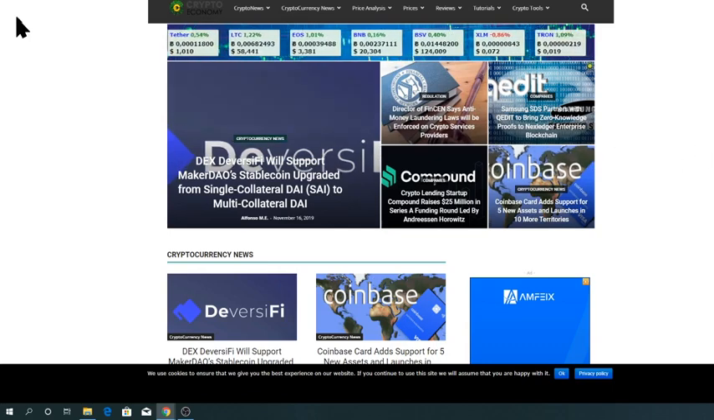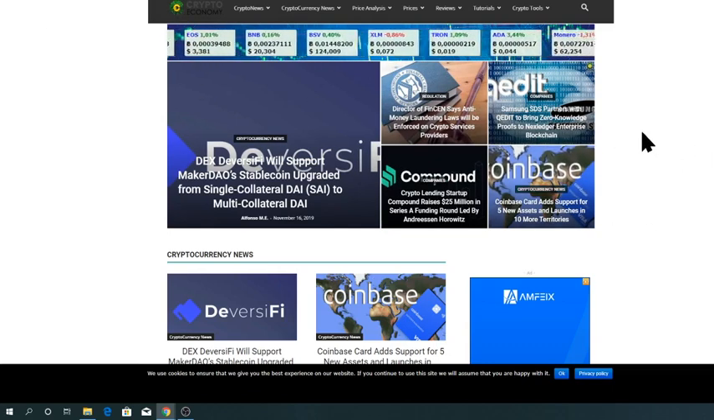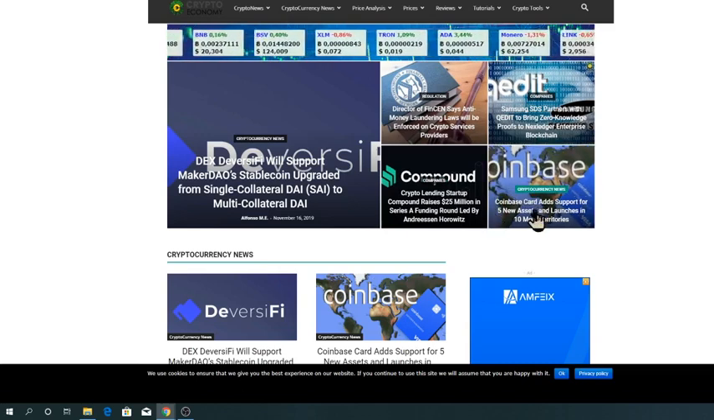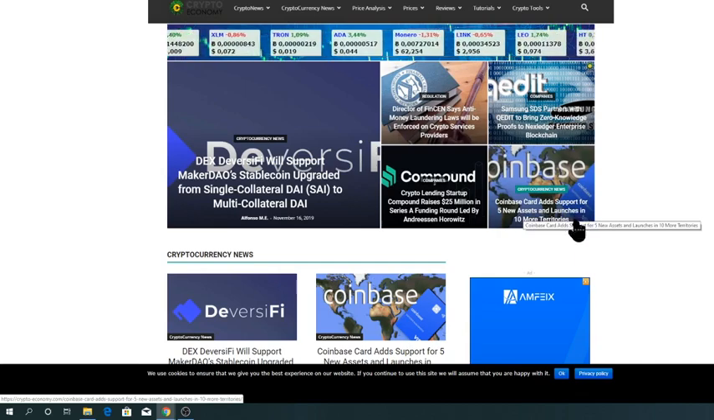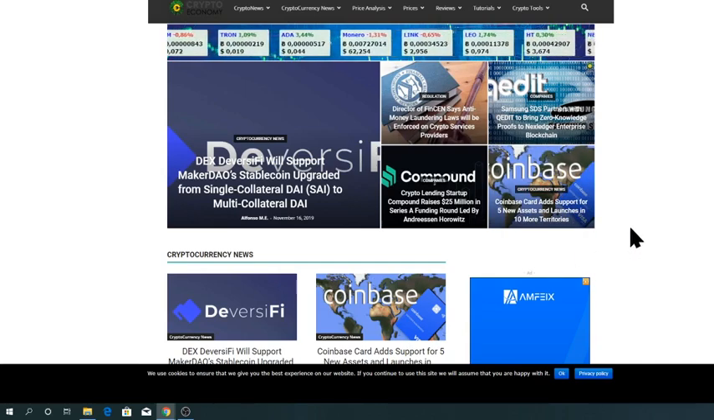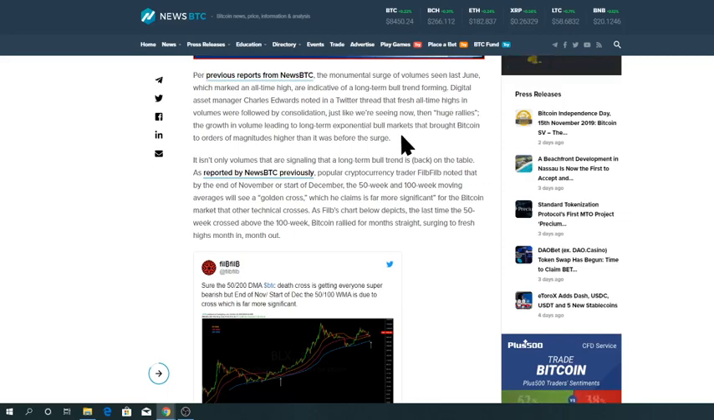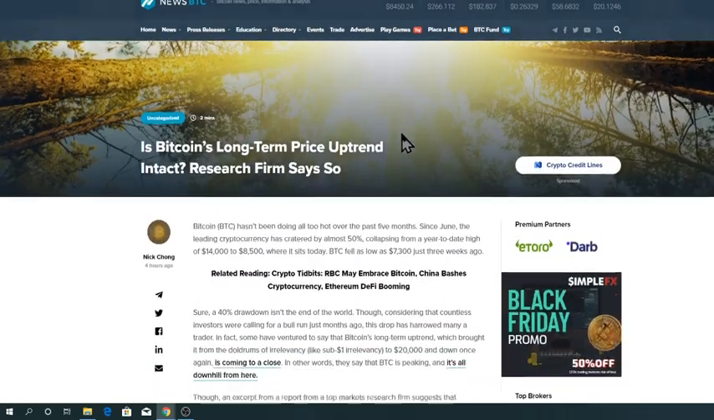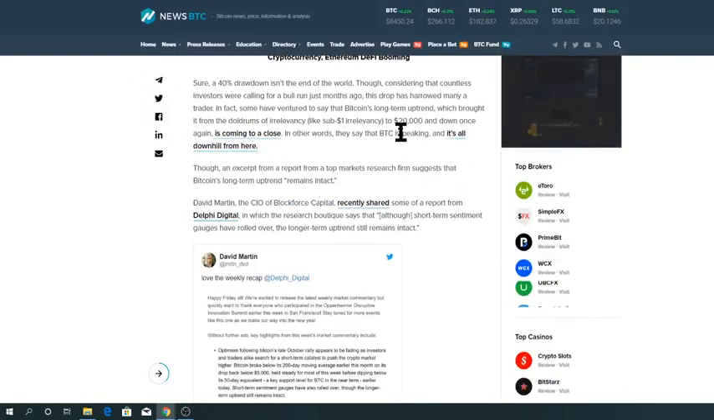Now this website, it's not mine, okay. It's a website which is named as cryptoeconomy.com. You can actually go in, you'll get a lot of news in this, like this one in one screen. So this one shows you Coinbase card adds support for 5 new assets and launches in 10 more territories. So they're actually widening their reach.